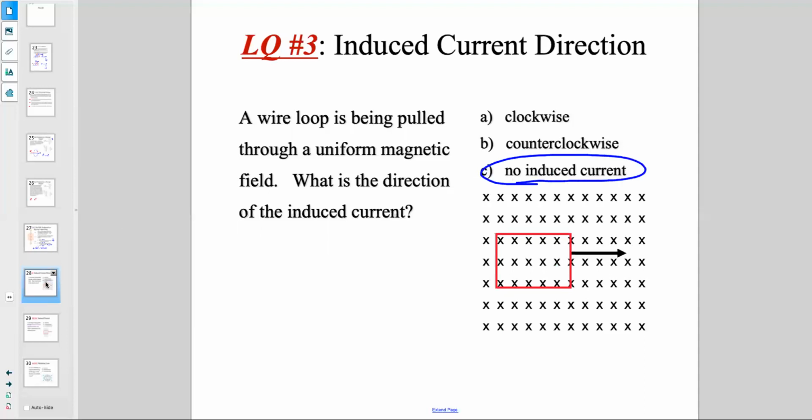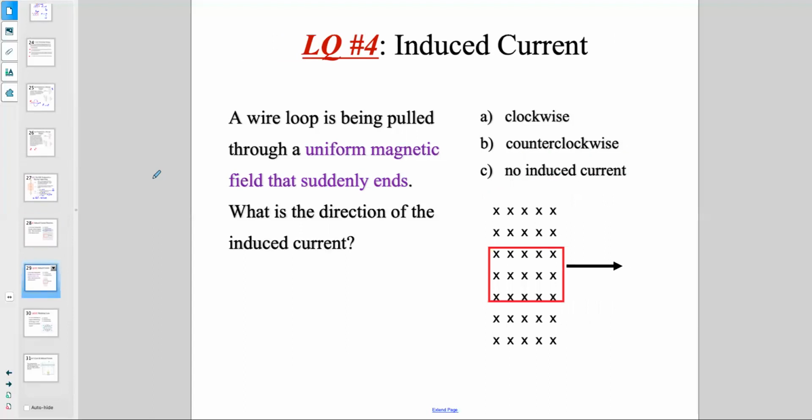However, if you're looking at the next question, a wire loop is being pulled through a uniform magnetic field that suddenly ends, so right at the edge, right here. What's the direction of the induced current? So when you're looking at this, the number of B lines, or the number of magnetic lines, that are going through this loop is decreasing.